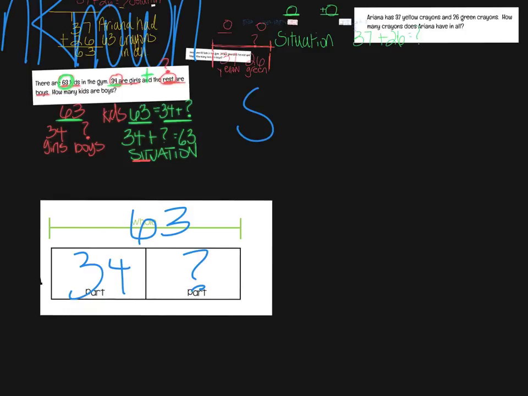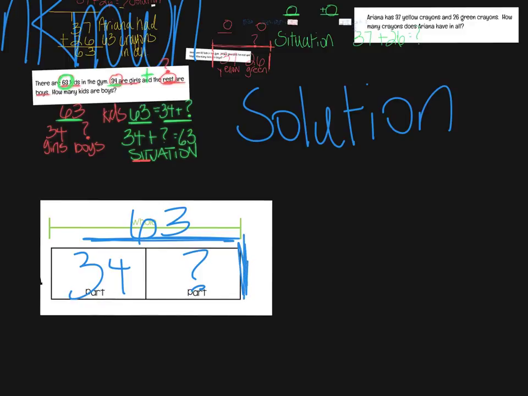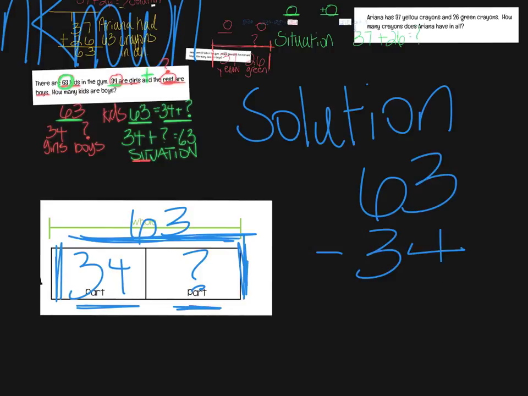Our solution equation is how we solve the problem. So I knew I had 63 as my whole, and this plus this gave me 63. But I'm trying to find my part. So how would I find my part? What operation should I use to find my part? Good job. Yes, of course. I'm going to take my total and subtract the part that I know. So 63 minus 34.